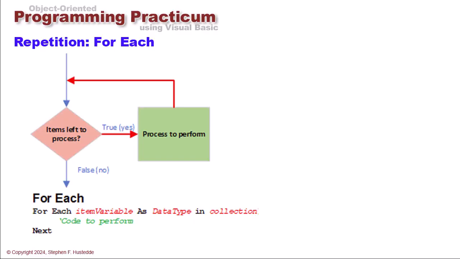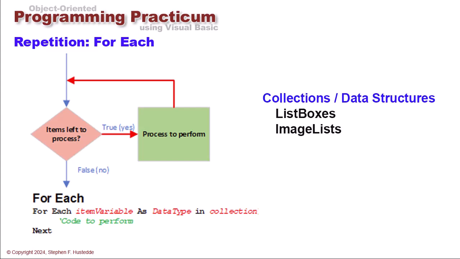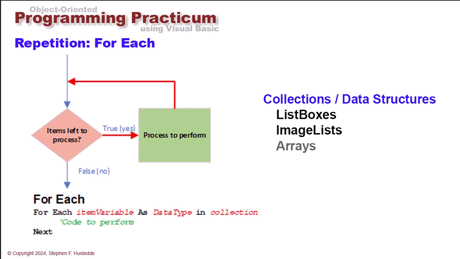The for each is another fixed iterative repetition in that it iterates through the items in a collection. Now, we've only seen two collections so far, and those have been controls that contain collections. We had image list and list boxes. Rarely would we probably iterate through the images in an image list, but much more common the items in a list box. In a couple weeks, we'll look at arrays as a data structure, which is also a collection, and then lists, or what we call generic lists, which can be of any type.